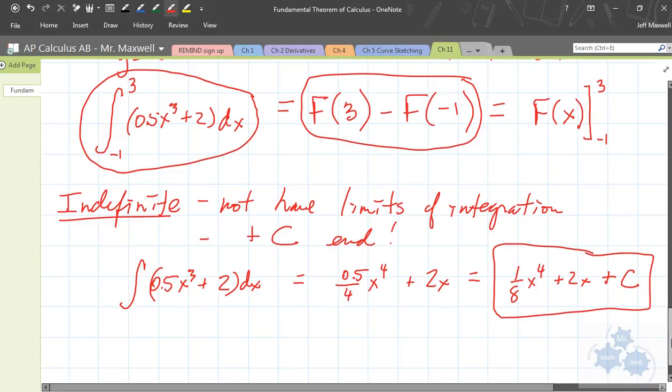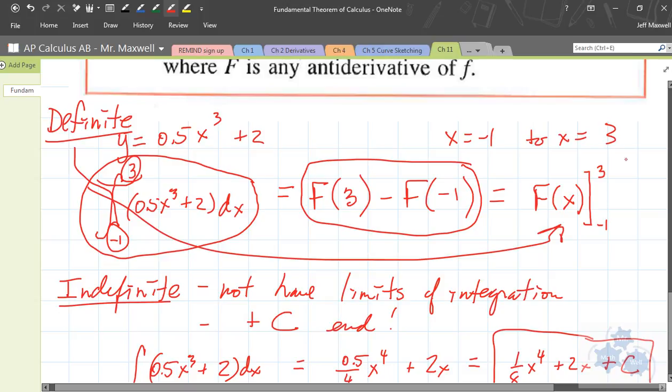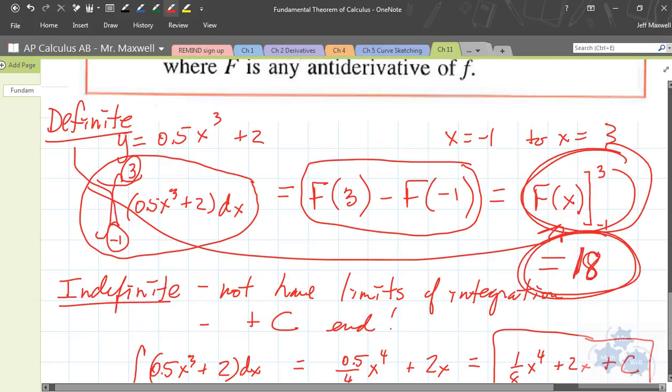All right. And of course, this is also the definite integral here. So when we have a number with these limits here, this number is going to be an actual value, and I think it's going to be this one, 18. So that's the definite integral, the actual value of the integral. Got it? Pretty straightforward? Okay.